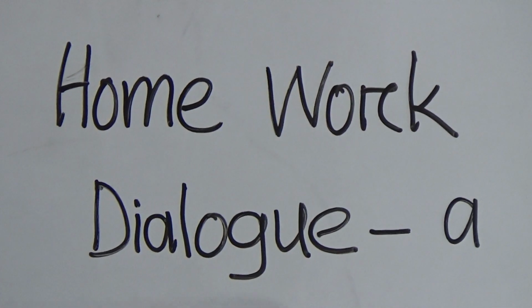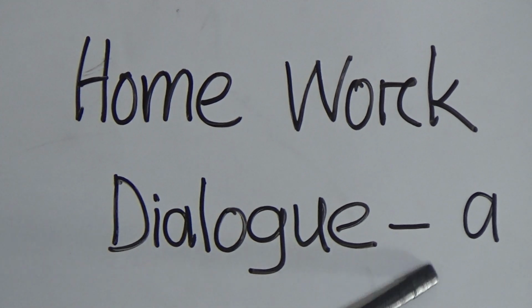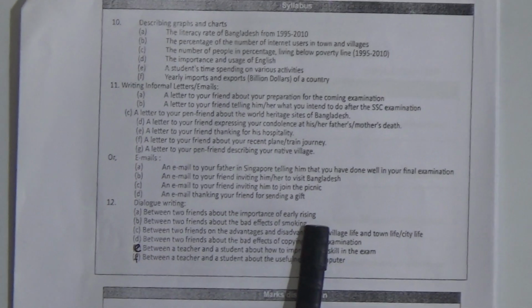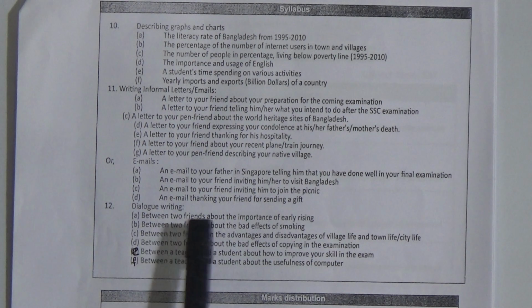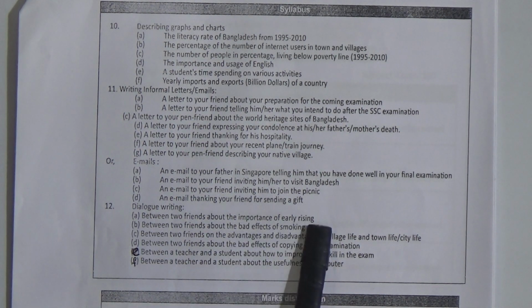So students, look here, I have provided you homework for today's class. Your homework will be dialogue A. It means you have to write a dialogue between two friends about the importance of early rising. I'm repeating, your homework will be to write a dialogue between two friends about the importance of early rising.